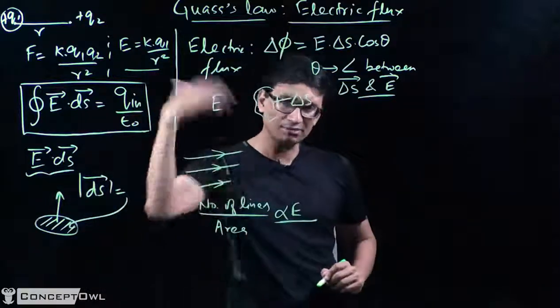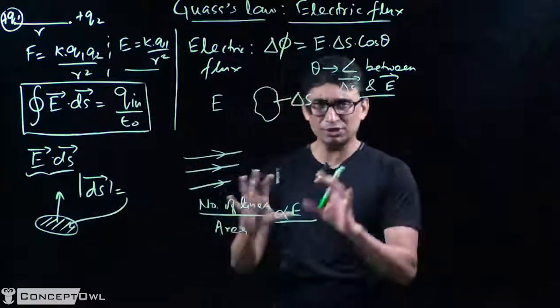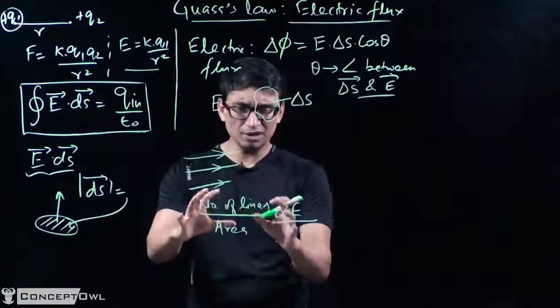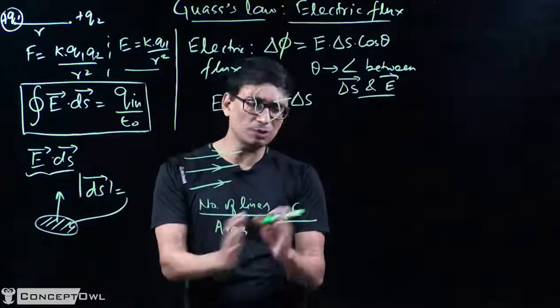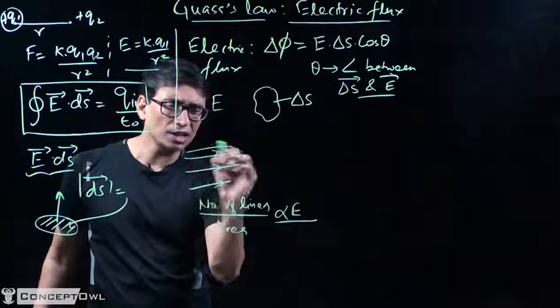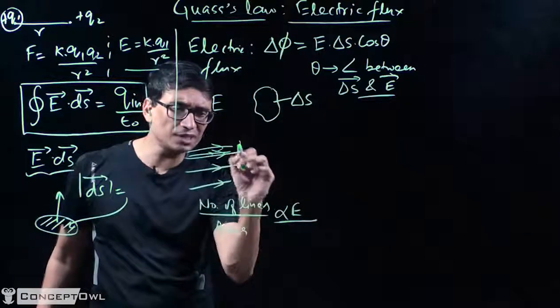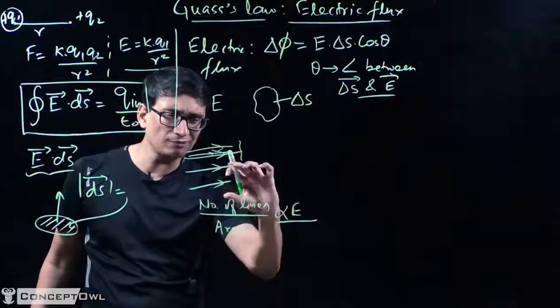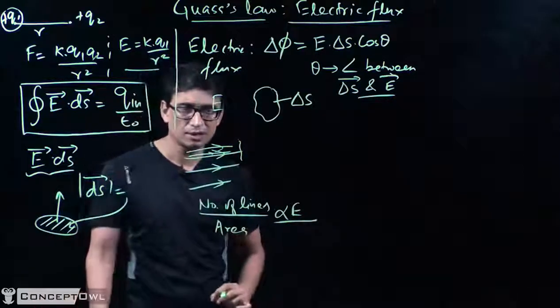If you're not sure, refer back to that video. But there we showed that the number of lines per unit area is proportional to the electric field. So if in some place the lines are very, very close by, which means the field here is strong. Whereas if lines are very far off, then the field here is weak, right?